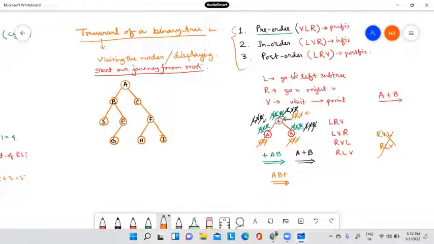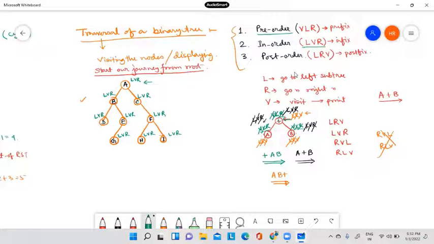Now for this particular tree, if I want to calculate any of the sequences, suppose first I will try the Inorder Traversal. So what do I have to do in Inorder Traversal? LVR. So I will write LVR on each and every node. I will write it like this: LVR, then LVR, then LVR, LVR, LVR, then LVR.